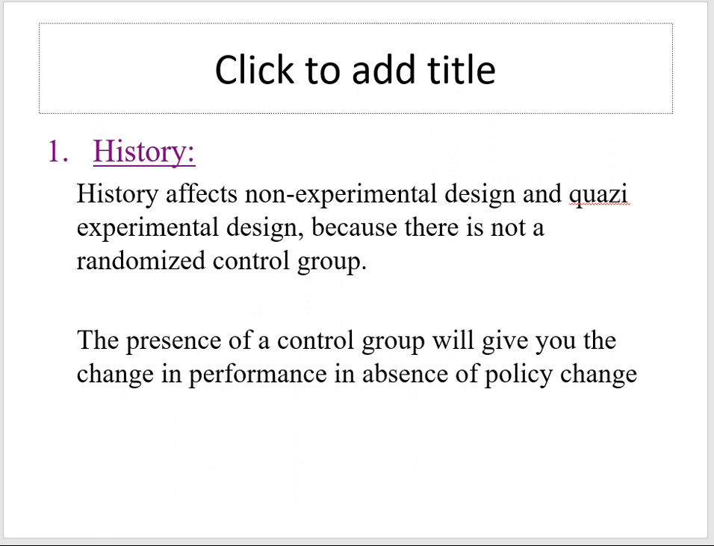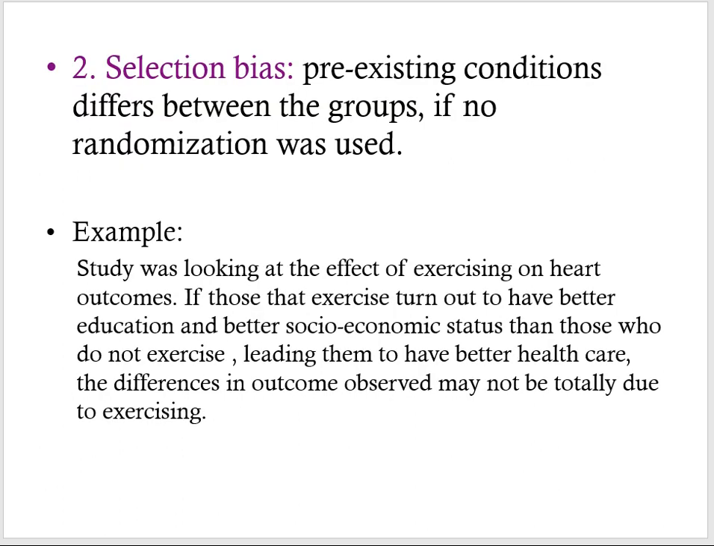Okay, so this is history. The second bias is selection bias, and this is a very common bias. By definition, selection bias is when pre-experimental conditions differ between the two groups. So you have two groups, the exposed and unexposed, or maybe the cases and the controls if you're doing a case control study.